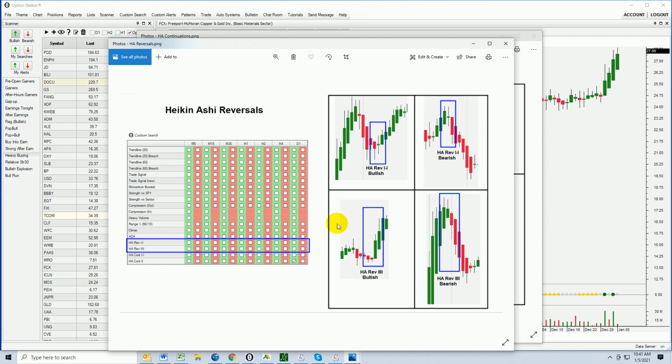I haven't talked too much about the HA reversal II. Now here we're looking for a flat top red, flat top red, flat bottom green, flat bottom green. And this flat bottom green candle is closing higher than the open of that first flat top red. This is a sign of a nice, strong, bullish reversal. So that's what this search looks for.